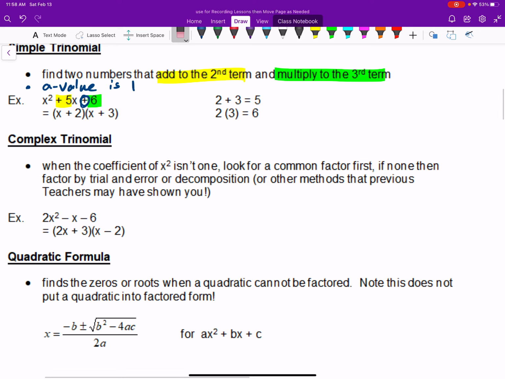Now, the complex trinomial is one where the coefficient, the number in front of the x squared, isn't 1. In other words, a is not equal to 1. Okay?